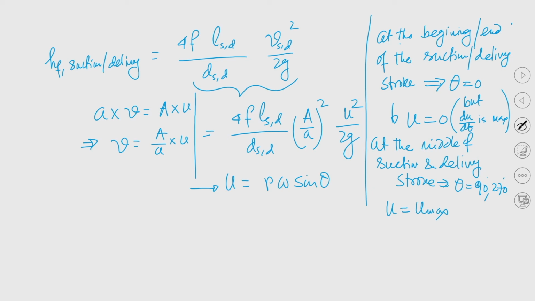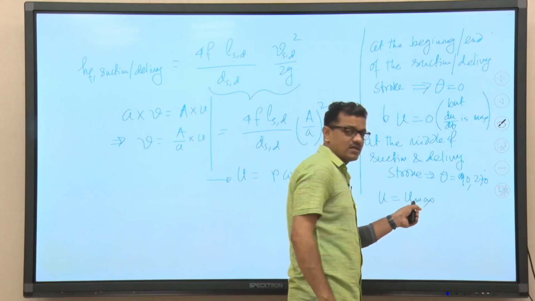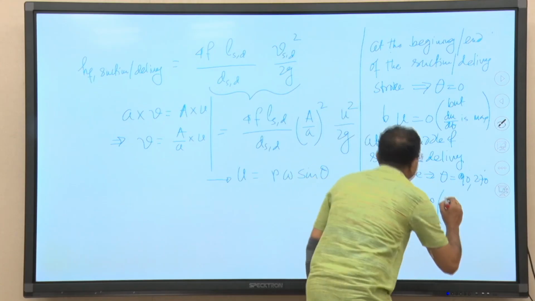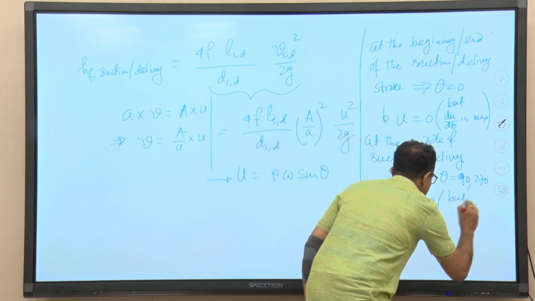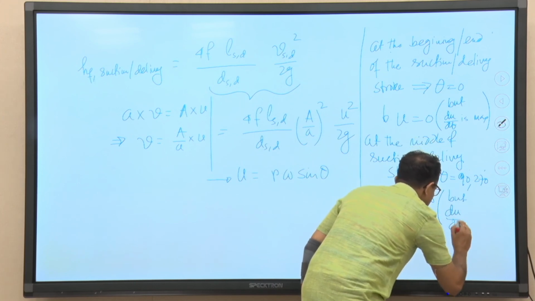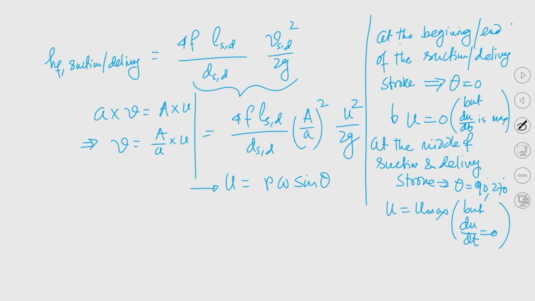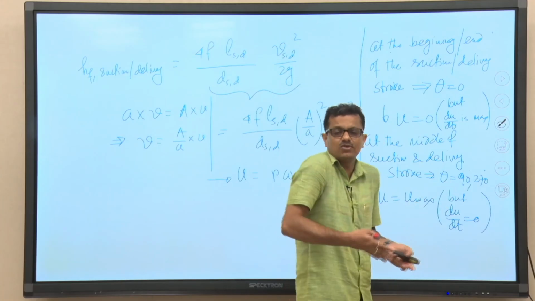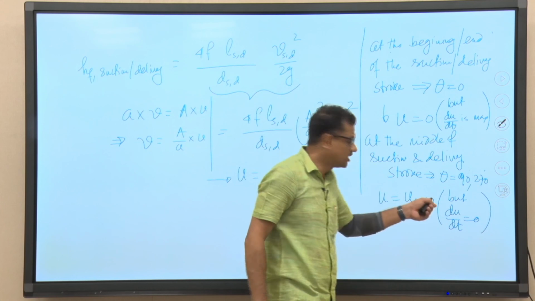Right. So, frictional loss is 0, but inertia effect is maximum. At the middle of the suction and delivery stroke, velocity is maximum, but del u by del t equal to 0. That is, frictional loss will be maximum, but the inertia effect will vanish. So, the inertia effect vanishes at the middle of the suction and delivery stroke, because velocity is maximum. So, there is no change in velocity with time, du/dt is 0.